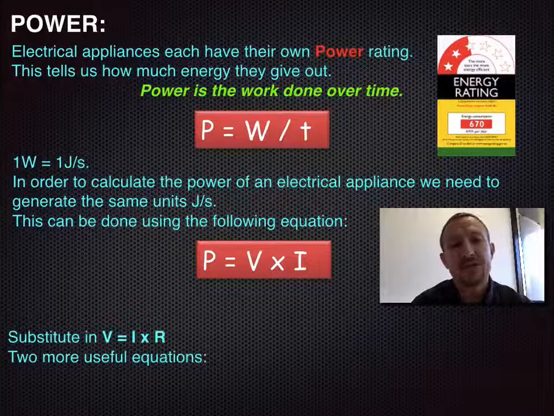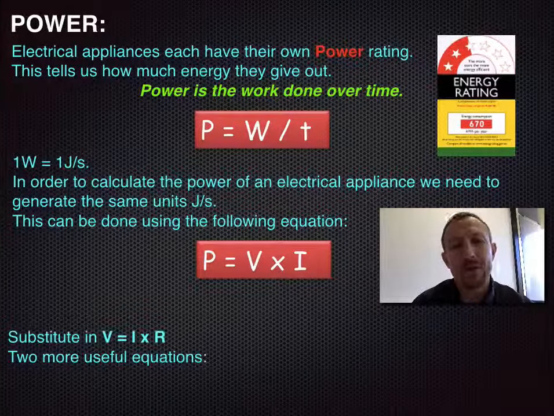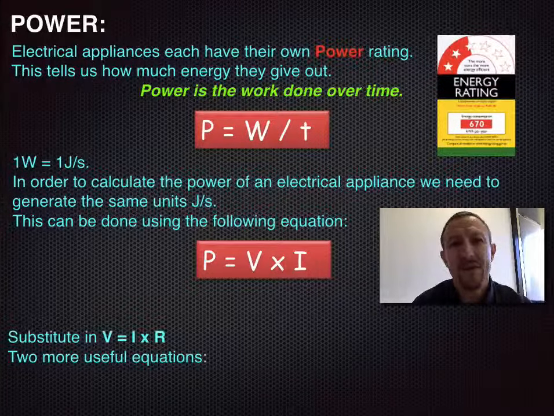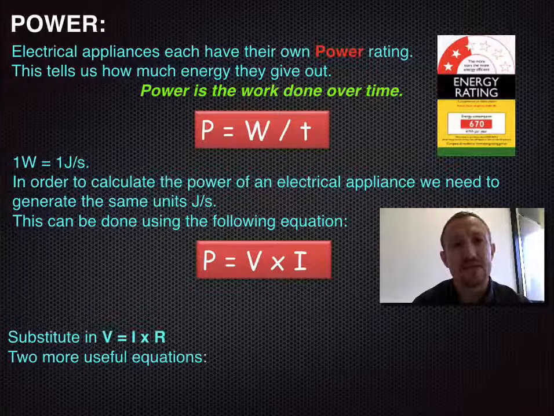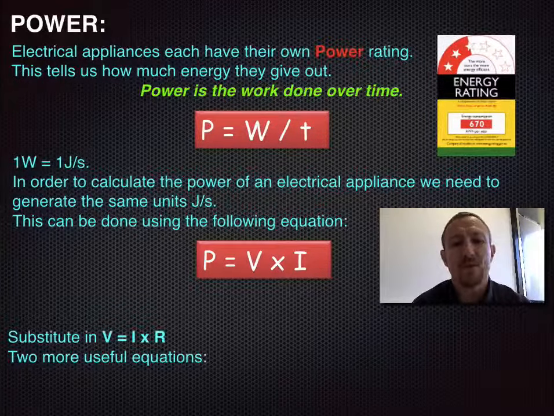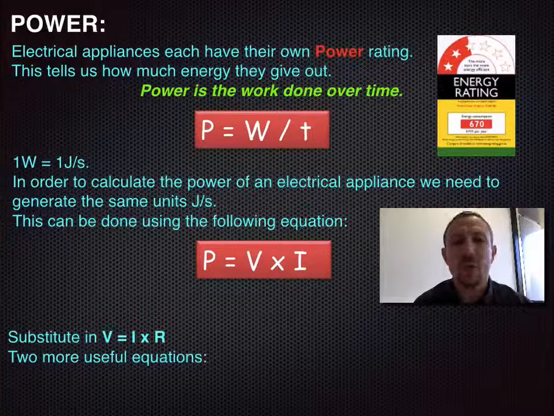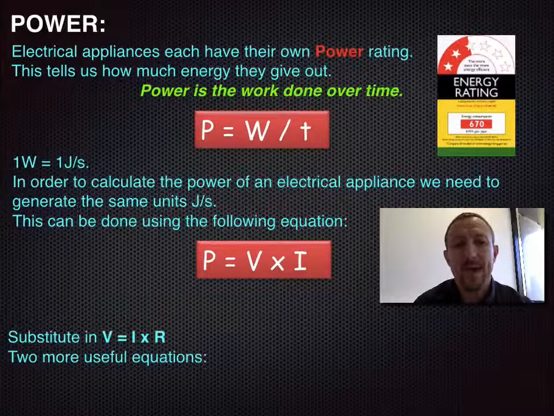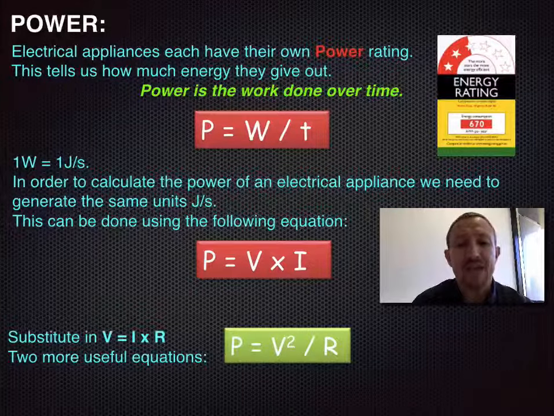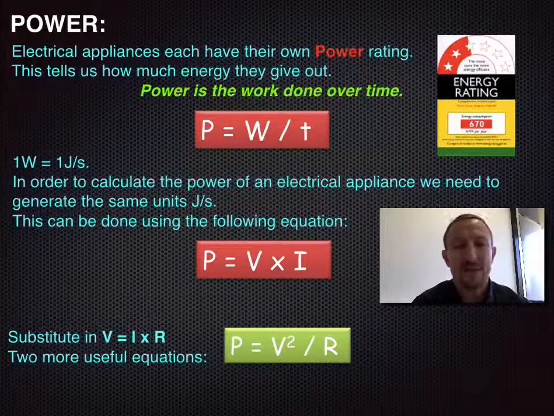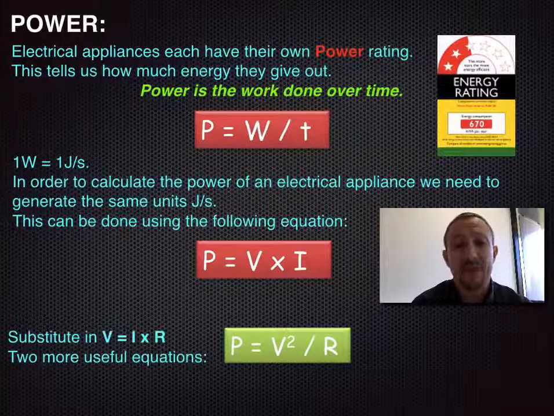So in order to utilize this equation, what we can then do is rearrange the resistance equation, V equals I times R, and we can come up with two extra equations which are quite useful for calculating power. So in the first case I can substitute in for I, where I is basically going to be made up of V divided by R.